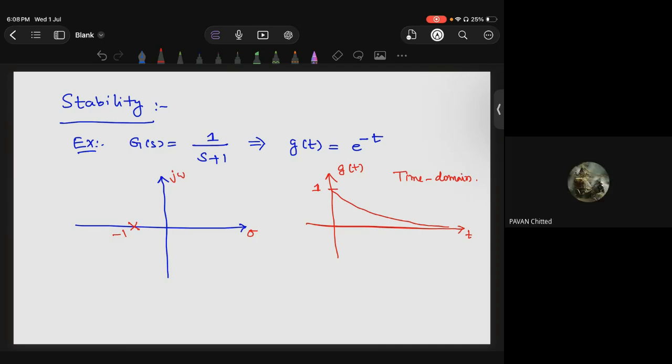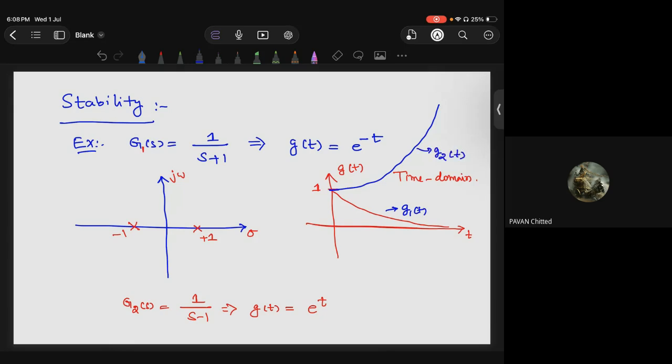Yes, sir. Okay, now let us say this is Z1. Suppose I take Z2 of s as 1 by s minus 1. What is z of t in this case? E to the power t. In that case, my pole will be here, at plus 1, correct? So what is the response in this case? Exponentially increasing. It also starts at 1, but it increases like this. Am I correct? So this is the z1 of t, this is the z2 of t.